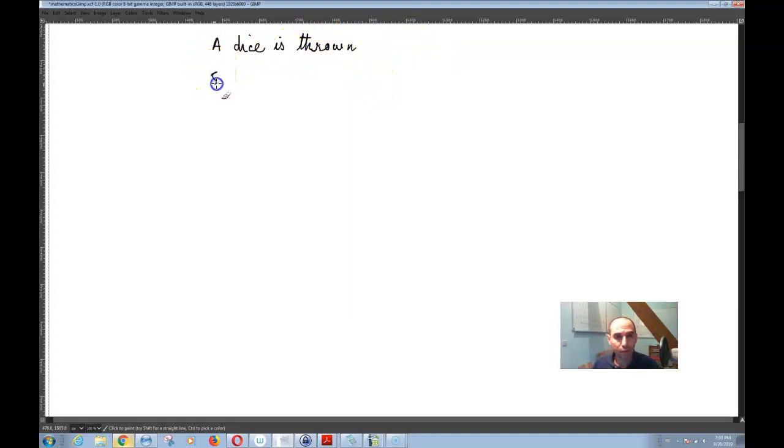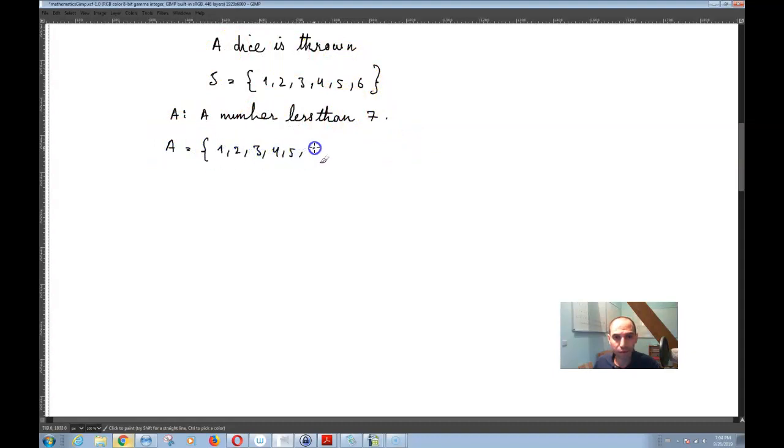So your sample space would be basically 1, 2, 3, 4, 5, and 6. So a number less than 7. So the event that you get a number less than 7 would be a set A, which is 1, 2, 3, 4, 5, 6, and that's equal to S.